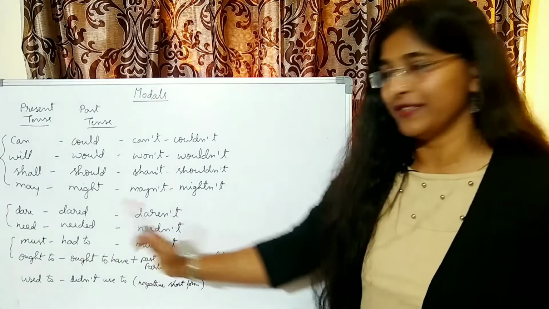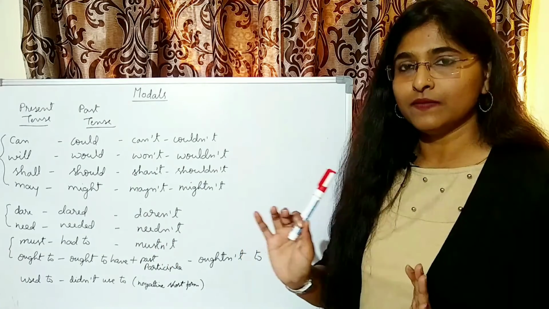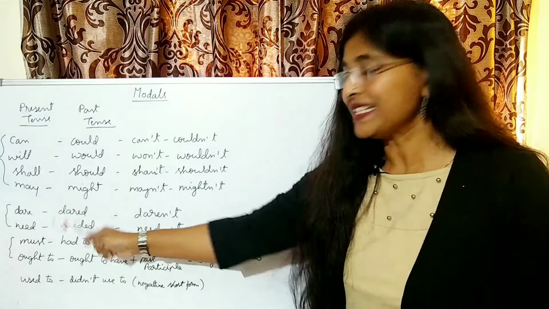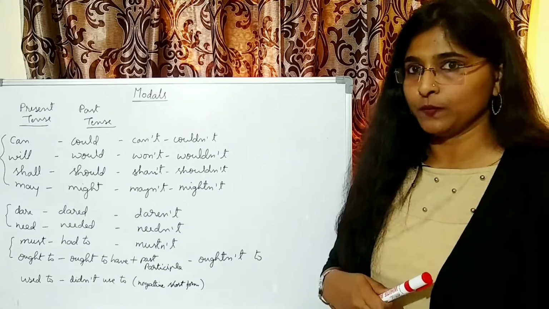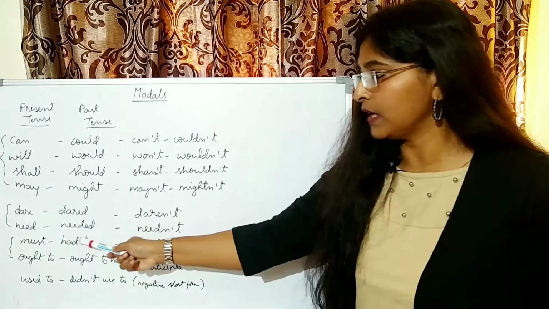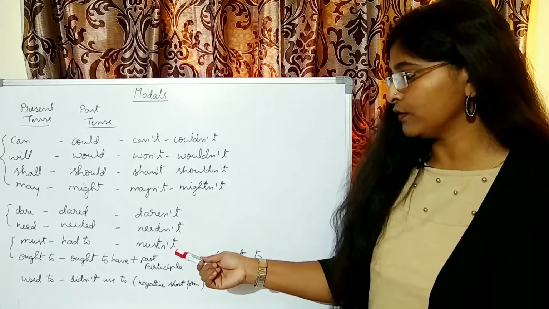Now see the other 2 words. Must. Must doesn't have the past form. So must refers to the present and the near future. So if you want to talk about the past, instead of must, you have to write had to. And the negative short form is mustn't.